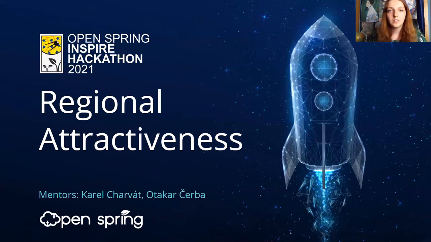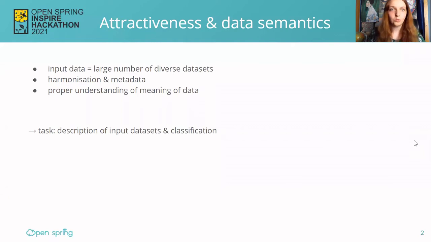So I would like to present the semantics of the input data that are suitable for assessment of regional attractiveness. Since our approach to regional attractiveness is based on statistical data, we have to deal with a large number of diverse and very extensive data sets. That means that the harmonization of these data sets is an essential condition for their further processing. And also the description of data using metadata is very important for understanding of their meaning and for further applications.